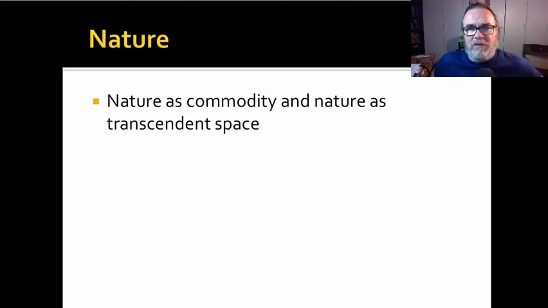On one end of the spectrum is the idea that nature is a commodity, something that we consume to either survive, which was more the quest of the Native American cultures, or economically advance, which was more the goal of the European cultures we're going to look at. So we've got this tension. On the one side, Americans see nature as a commodity, something to use and consume.